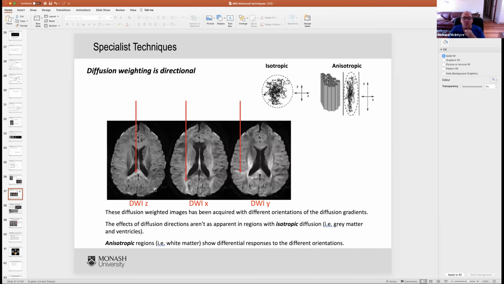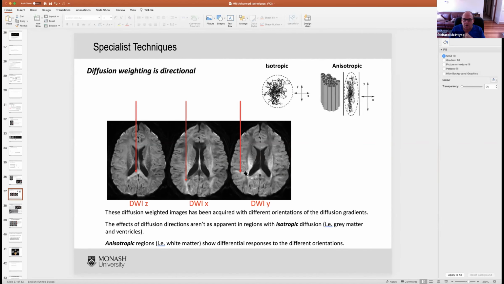If we do a gradient in the Z direction, we're going to get signal of water molecules that are traveling in the Z direction. If we put a gradient along the X direction, we're going to get water molecules that are traveling in the X direction, and the Y direction. So there's three directions.